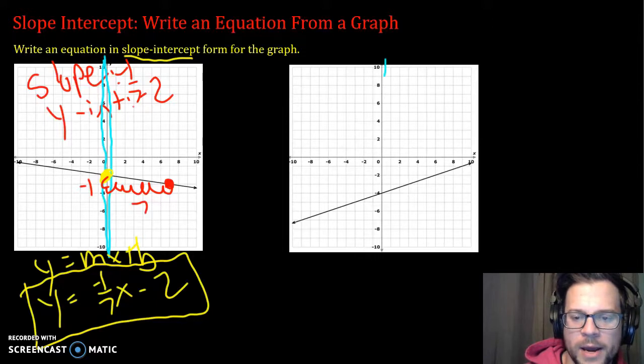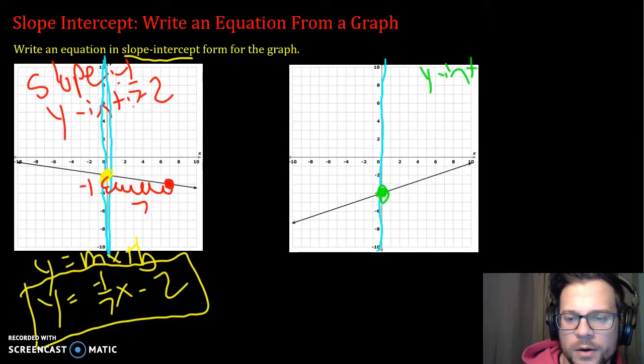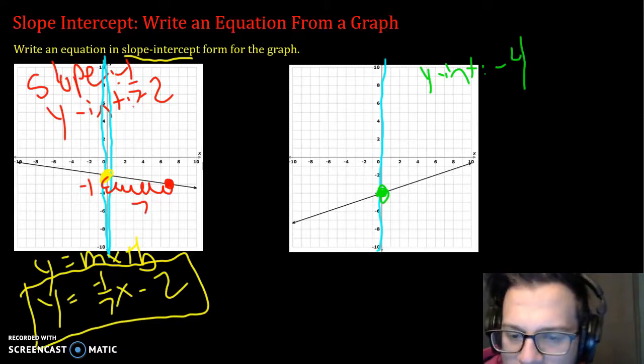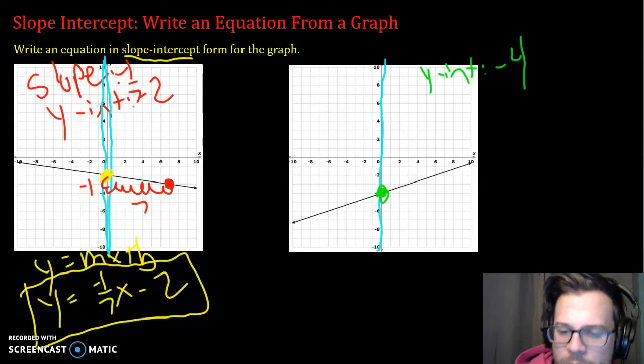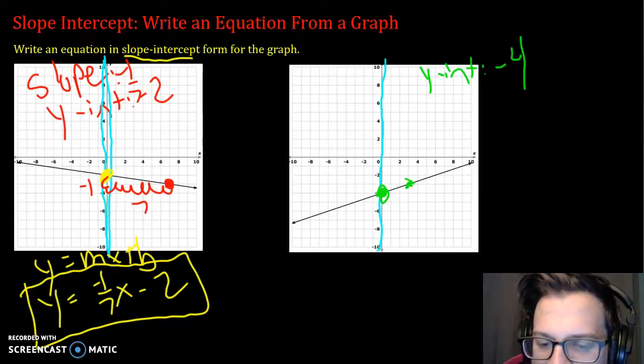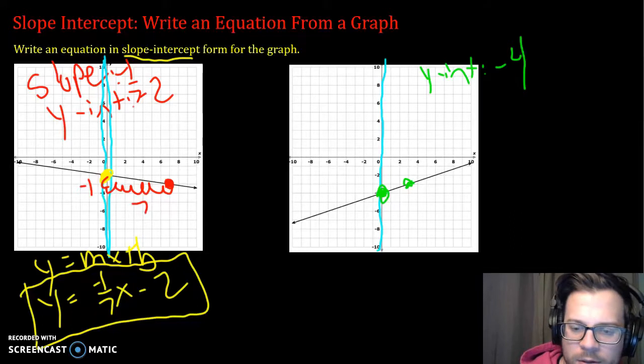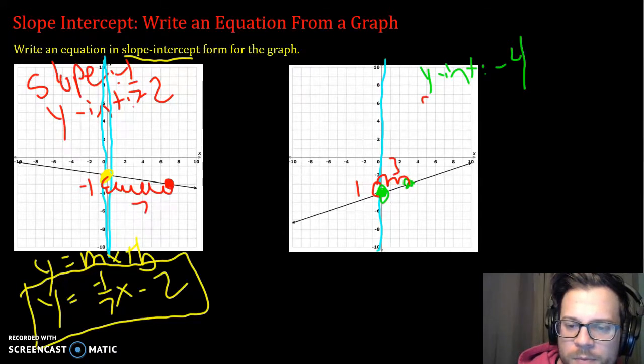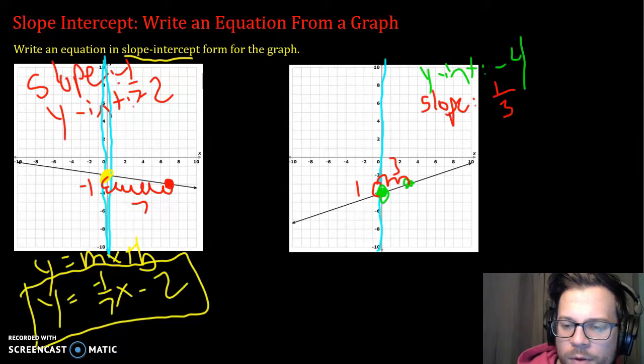We're going to go to our y-axis, figure out where the graph crosses, boom, right there at -4. Then we got to figure out the slope to get to our next point, which there's going to be one right there. So to count, we're going to go up 1 over 1, 2, 3. So our slope is up 1 over 3.